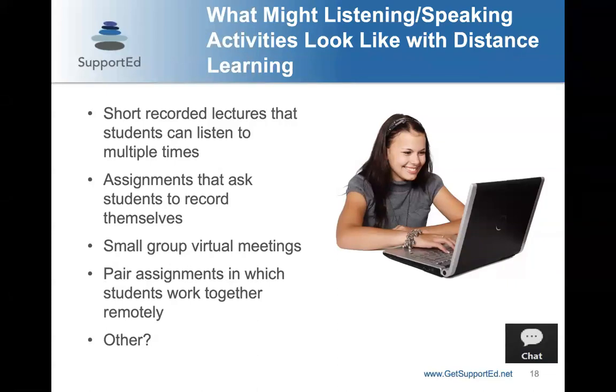Having small group virtual meetings. So again, it's really hard to have a class discussion virtually when you have 25 to 30 students. But when you have a group of 5 to 10, students can have an opportunity to get more practice with their speaking. Pair assignments in which students work together remotely. So this could be even something where students are calling each other on the phone to work on an assignment. So again, they're getting that oral language practice, and they're doing it independently.